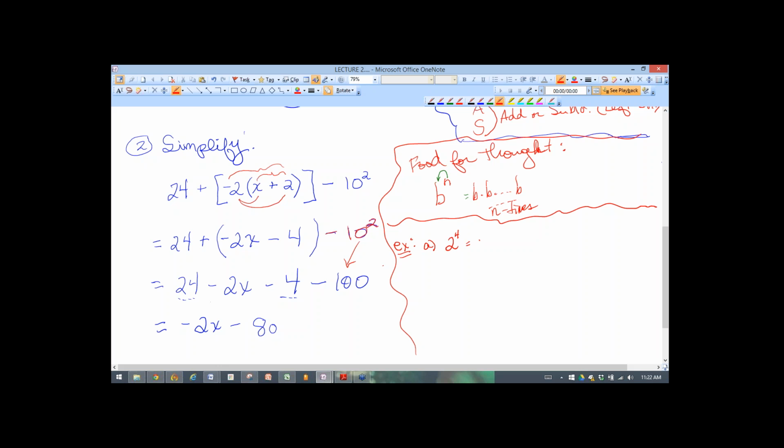Let's have 2 to the 4th power. Okay, going by this definition, I need to multiply 2 times itself 4 times, right? Of course, we get 16. Now, example B.